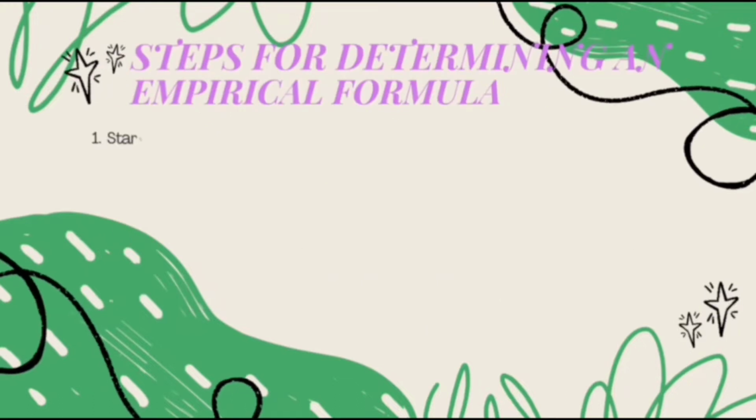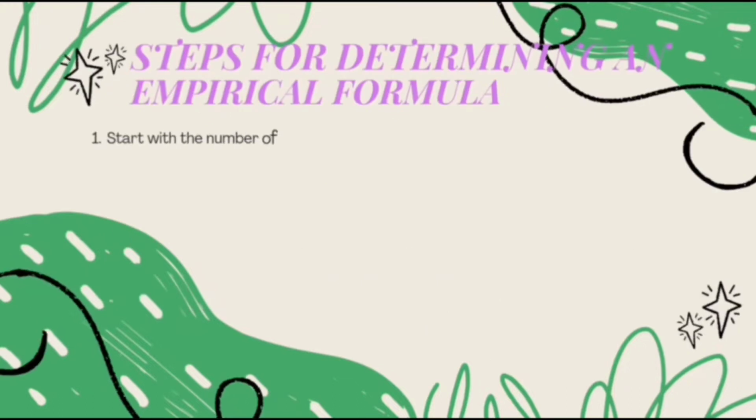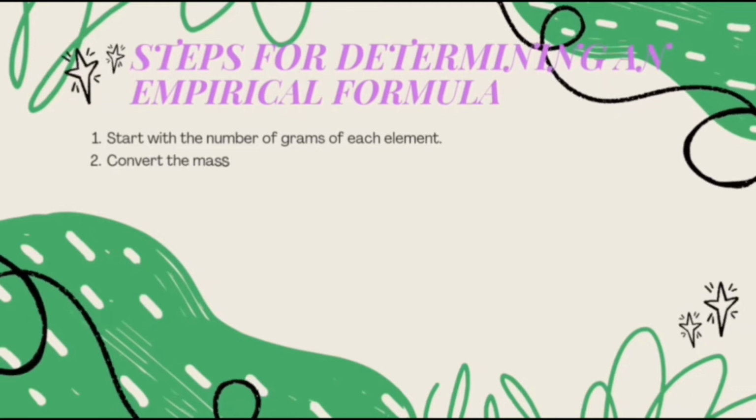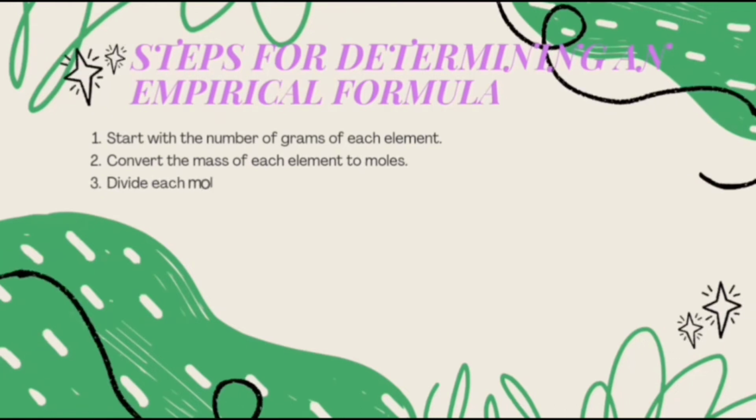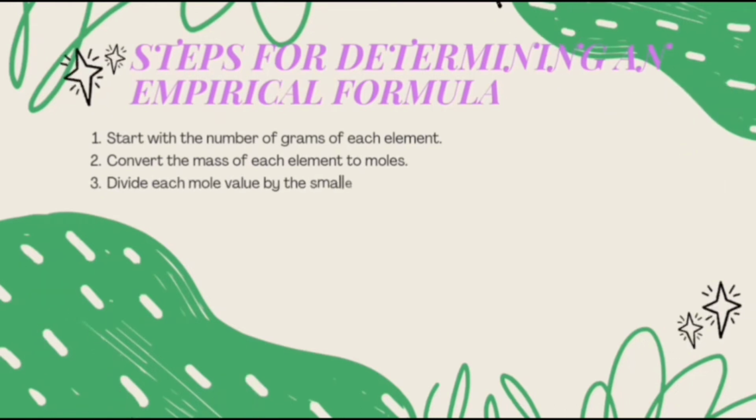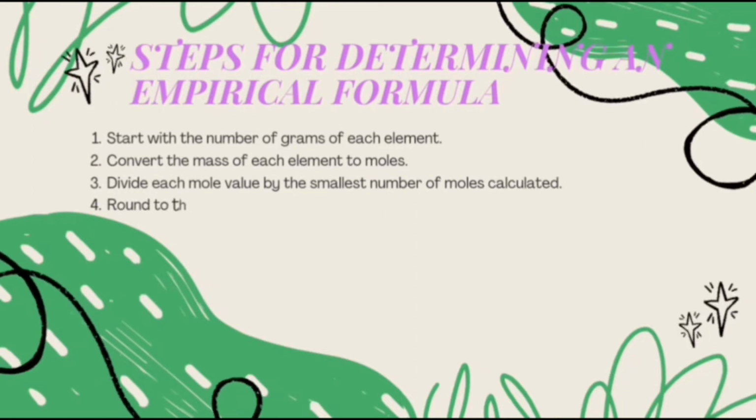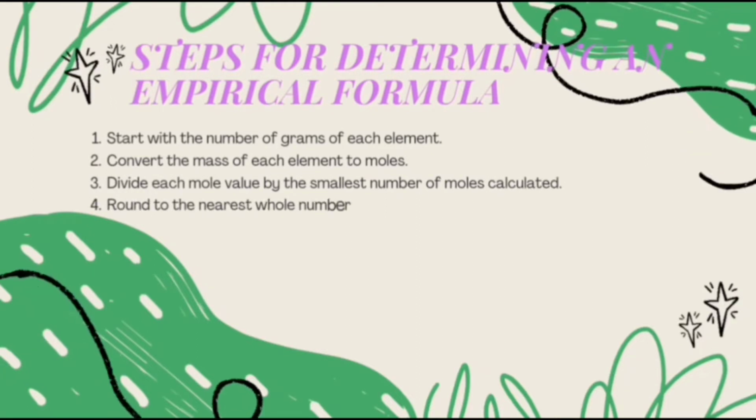How to determine the empirical formula? First, start with the number of grams of each element. Second, convert the mass of each element to moles. Next, divide each mole value by the smallest number of moles calculated. Lastly, round to the nearest whole number.